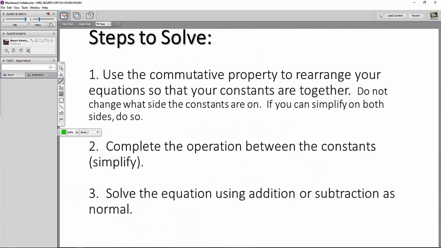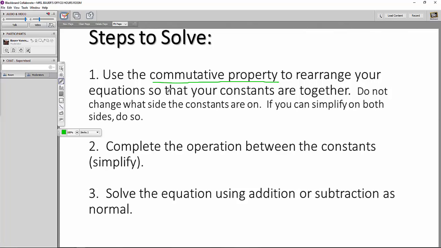So we have three basic steps that we're going to follow to solve these types of equations. Our first step is going to be to use the commutative property. And remember that the commutative property tells us that we can rearrange our equations so that our constants are together. Don't change what side the constants are on. We're going to leave everything on the side of the equal sign that it appeared on. Notice back on our other examples, we didn't change what side of the equal sign it was on. We rearranged it on the side it was already on.